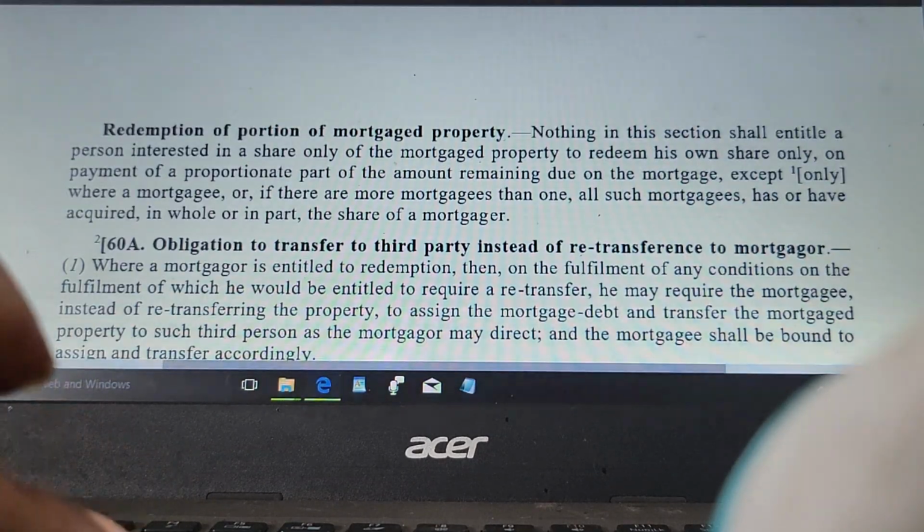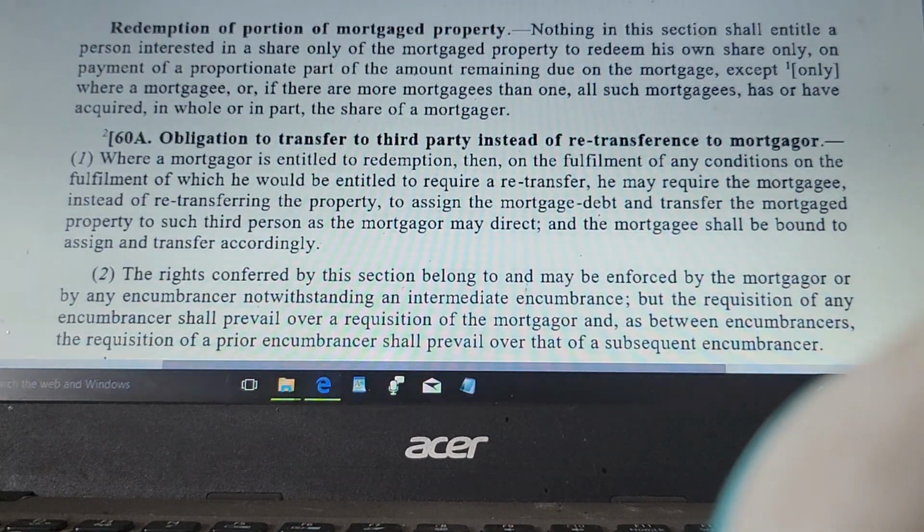Redemption of portion of mortgage property. Nothing in this section shall entitle a person interested in a share only of a mortgage property to redeem his own share only, on payment of the proportionate part of the amount remaining due on the mortgage, except only where a mortgagee, or if there are more mortgagees than one, all such mortgagees has or have acquired in whole or in part the share of the mortgagor.